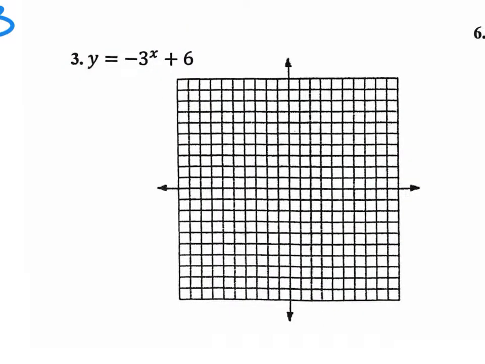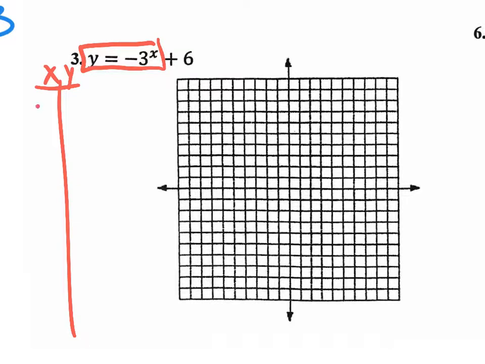So number 3, once again, ignore H and K. Make an XY table. Use consecutive integer inputs. When we plug in 0 right here, we're going to end up with 3 to the 0, which is 1, but there's a negative in front, so that is -1. When you plug in 0, you get out a -1.